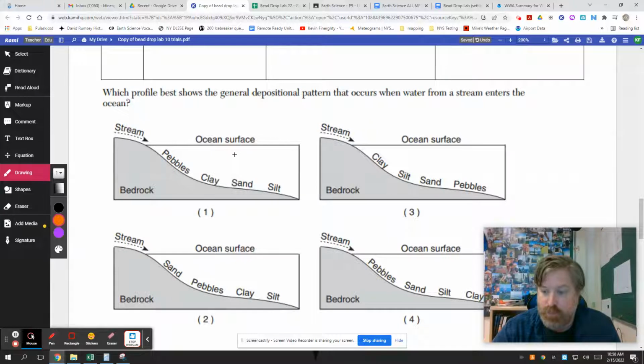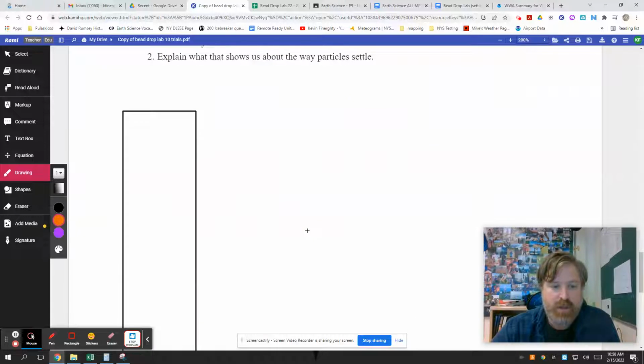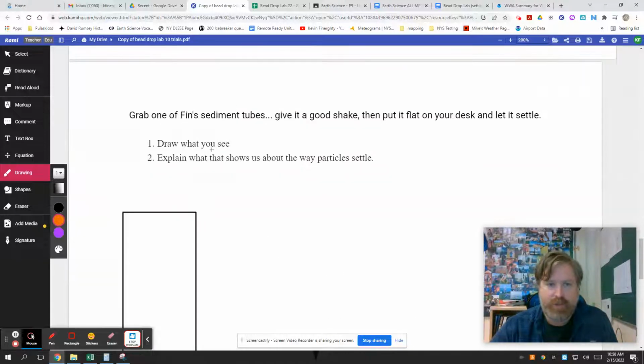All right, use your noggin then. Which particles settled first? Which particles would settle fastest? And if you don't remember the names of the particles, open up ESRT page 6 and you'll have the name of all those particles and you'll know which ones are bigger and smaller. Then this thing right back here, grab one of Finn's sediment tubes. It's that plastic tube with the two white things. I suppose I should grab one.